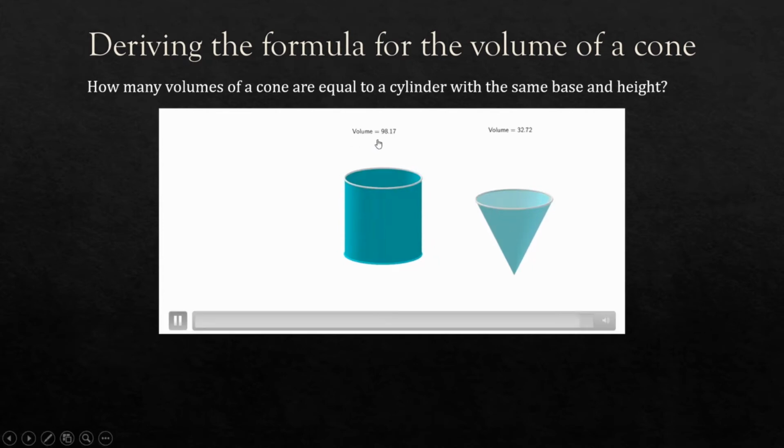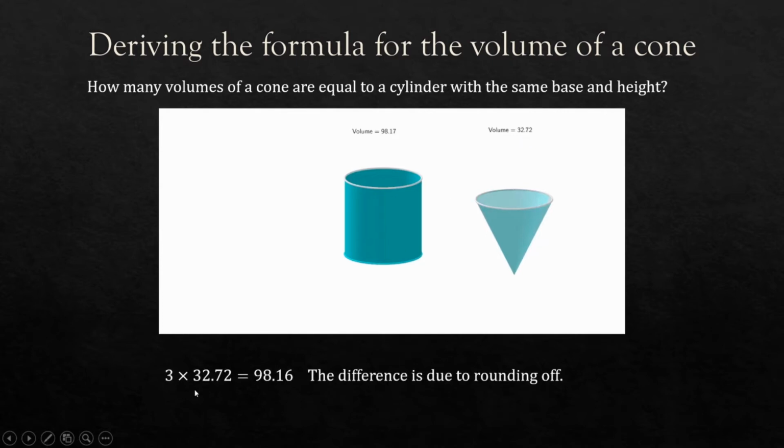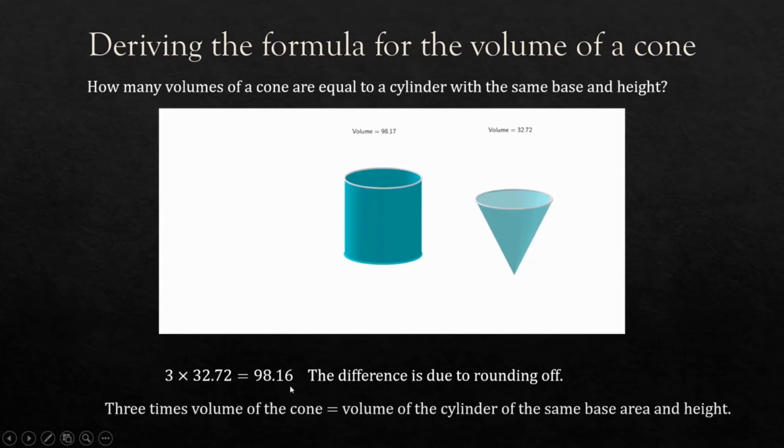In this case, the volume of the cylinder is 98.17 units, and the volume of the cone is 32.72. When you multiply the volume of the cone by 3, you will get the volume of the cylinder. The difference is due to rounding off. This is 98.16 because this value's been rounded off, and that's 98.17. The difference, we can ignore that. So we can see 3 times the volume of the cone is equal to the volume of the cylinder of the same base area and height.